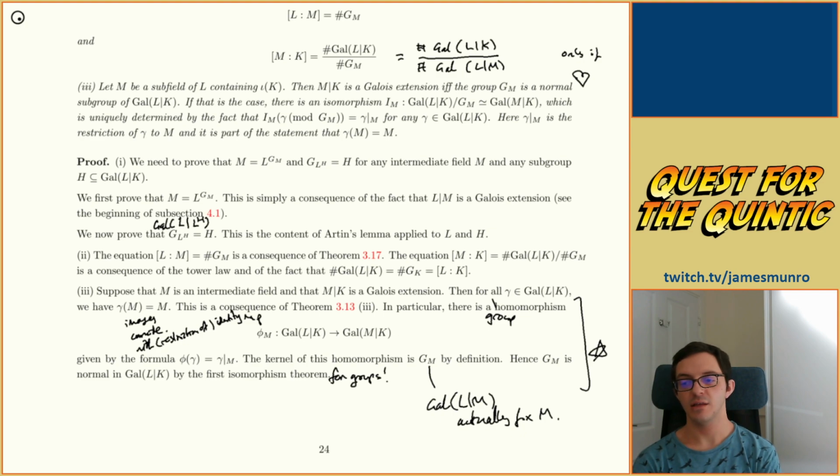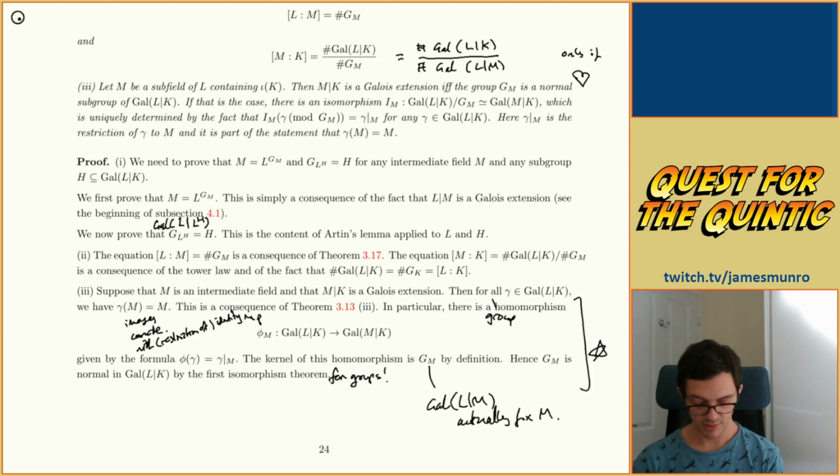So that's Gal L over M, the smaller Galois group. No, the top one. The most recent one you did, L over M, is normal inside this whole thing by the isomorphism theorem for groups. And then the quotient, let's go. So this description here is this phi M, determined by the fact that it's the restriction map.